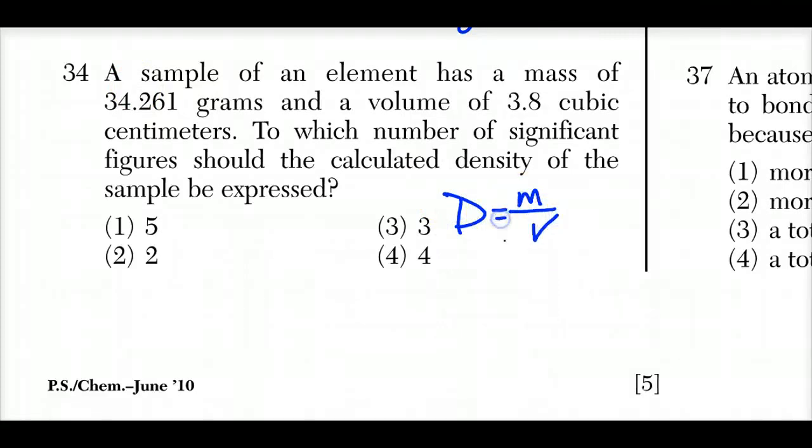Now, if you didn't know that, believe me, Table T will show you that. I'm not going to show you that, but Table T has it, okay? You should know density is mass over volume. However, if you don't know, you could have gone to Table T. Now, the mass is 34.261, and there is a point there. And you can divide by the volume, which is 3.8 cubic centimeters.